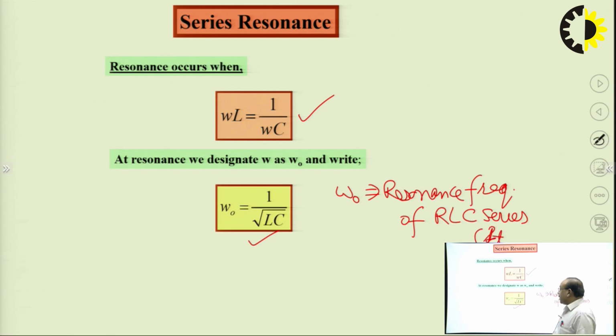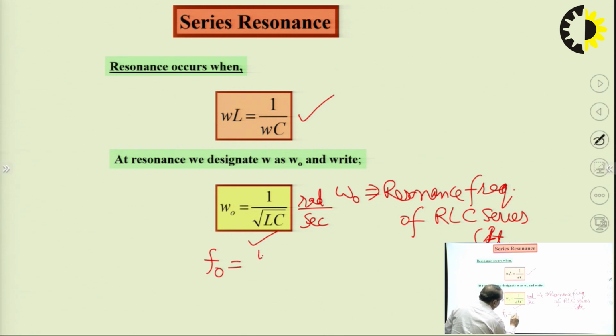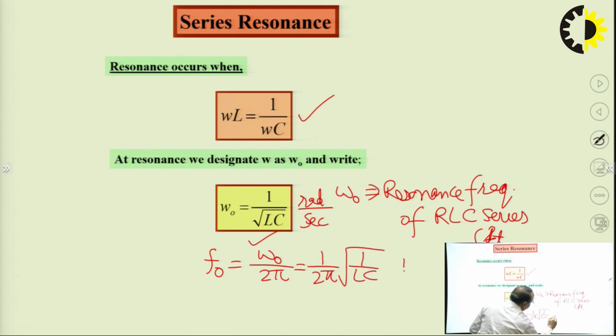So, this is the value of resonance frequency, and the unit for it will become radian per second. If we find it in terms of f, the resonance frequency f naught will be given by omega naught upon 2 pi, since f is given by omega upon 2 pi. So this will become 1 upon 2 pi under root 1 upon LC, and the unit for this will be hertz or cycle per second or second inverse. Anyway, that will be the expression for resonant frequency for this series RLC circuit.